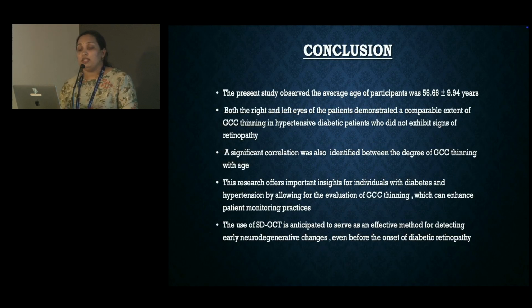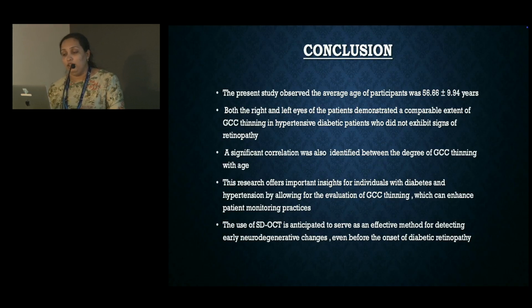Conclusion. The present study observed the average age of participants was 56 years. Both the right and left eyes of patients demonstrated a comparable extent of GCC thinning in hypertensive diabetic patients who did not exhibit signs of retinopathy. A significant correlation was also identified between the degree of GCC thinning and aging. This research offers important insight for individuals with diabetes and hypertension by allowing for the evaluation of GCC thinning, which can enhance patient monitoring practices.